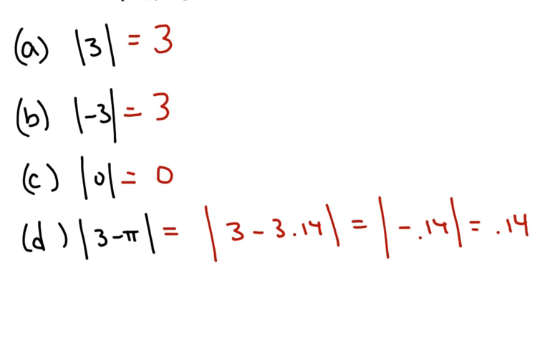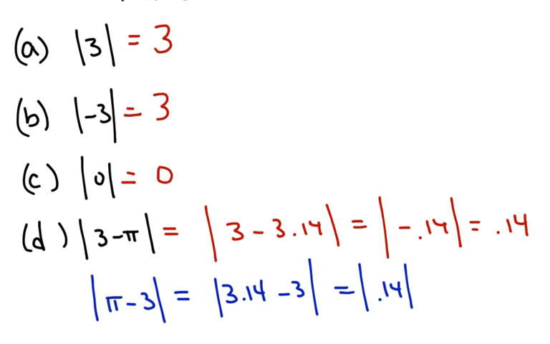Now I'm going to look at this from a different standpoint, because the answer that comes out is not 3 minus pi. Because if the answer that came out of the bars was 3 minus pi, the answer would be negative 0.14, but it's not, it's positive 0.14. So what happens if you flip this? When I flip it, the same number comes out.